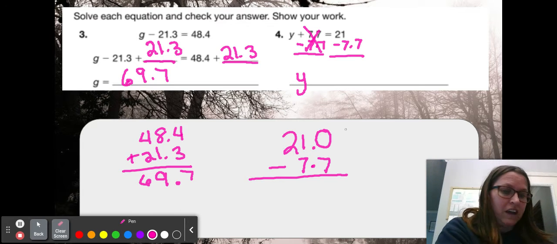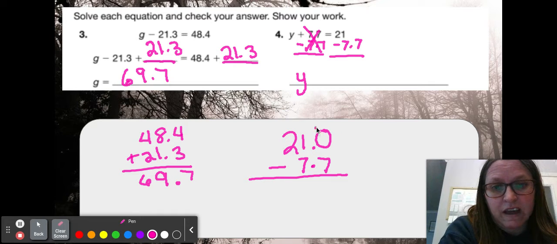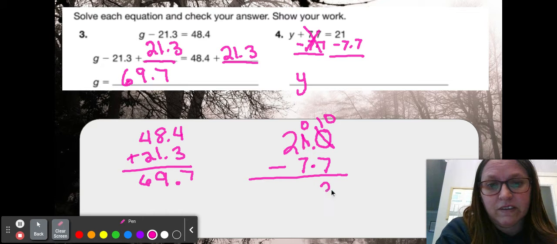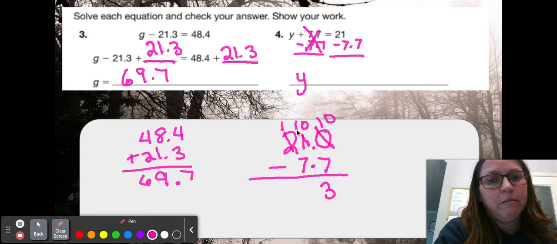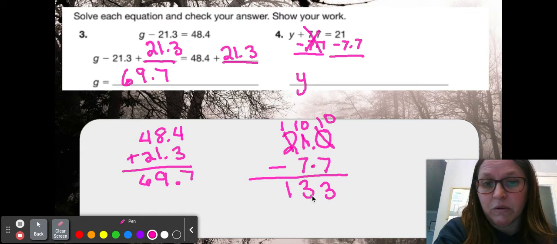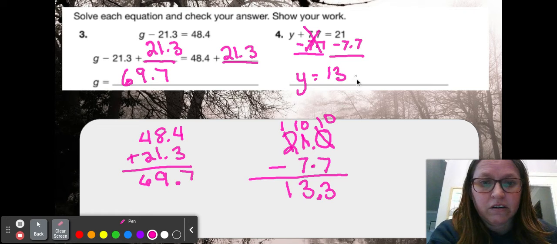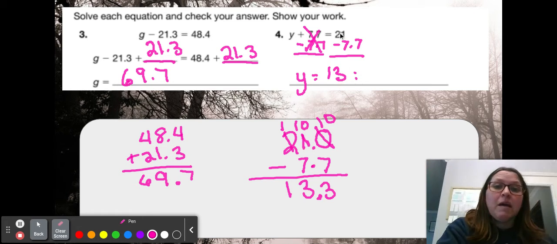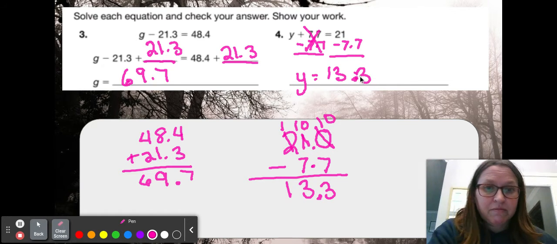So now I have to subtract it like normal. So 0 minus 7, I cannot do it, so I have to borrow. My 0 becomes a 10, and my 1 becomes a 0. 10 minus 7 is 3. 0 minus 7, I can't do that, so I have to borrow. My 2 becomes a 1, and my 0 becomes a 10. 10 minus 7 would give me 3. 1 minus nothing would give me 1. My last step is I move my decimal into my answer, so y equals 13.3.